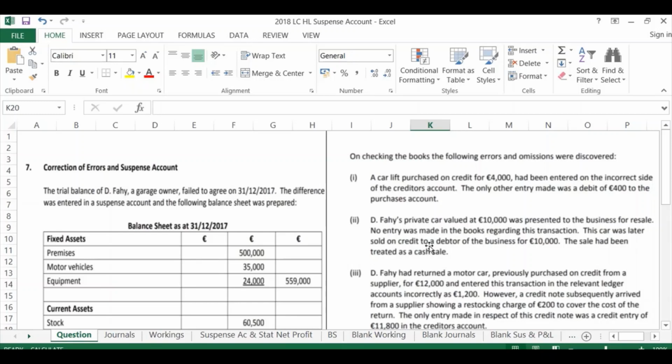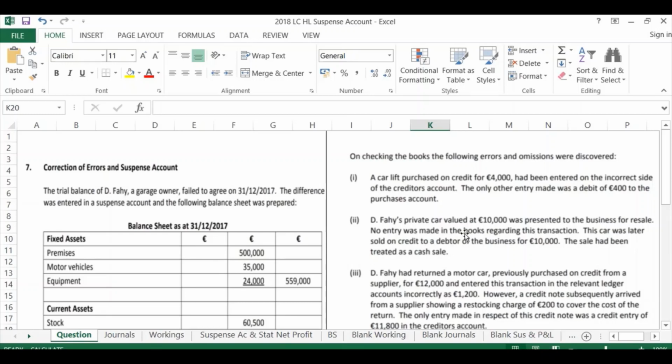The car was later sold on credit to a debtor of the business for 10,000, and this sale had been treated as a cash sale. So it's treated as a cash sale, not a credit sale. Now, while it says it's treated as a cash sale, it doesn't mean it was physically sold for cash. It just means, I think, that it wasn't sold on credit, so it should be included in bank.